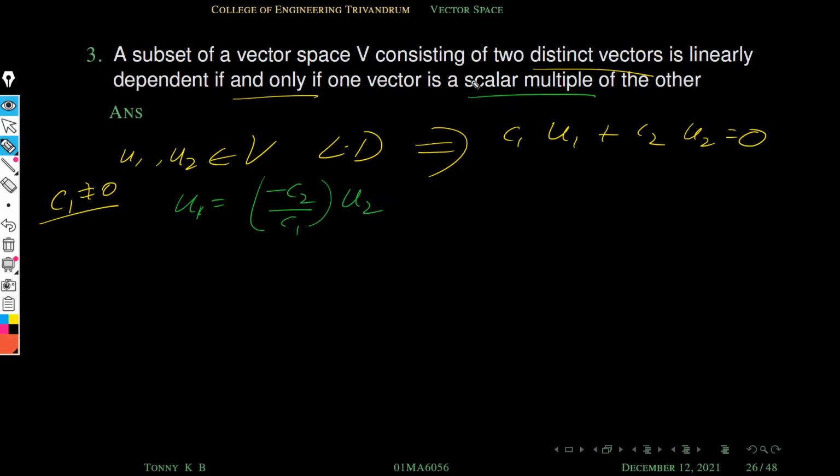Okay, so what is the converse of this result? We assume that one of them is a scalar multiple of the other. Then we have to claim that the set is linearly dependent. So we assume that one of them is a scalar multiple of the other.